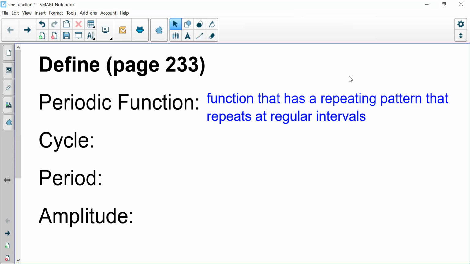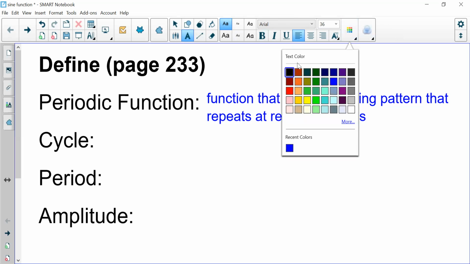So things like sunrise and sunset over the year have a repeating pattern. We can predict when we think the sun is going to rise or when it's going to set, based on our position from the sun and the season and those things. So there are things in nature that have regular repeating patterns at fairly consistent intervals, so we can predict things based on them. The definition of a cycle is one complete pattern of a function.